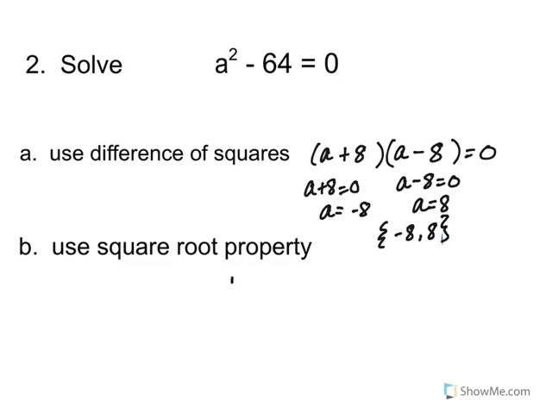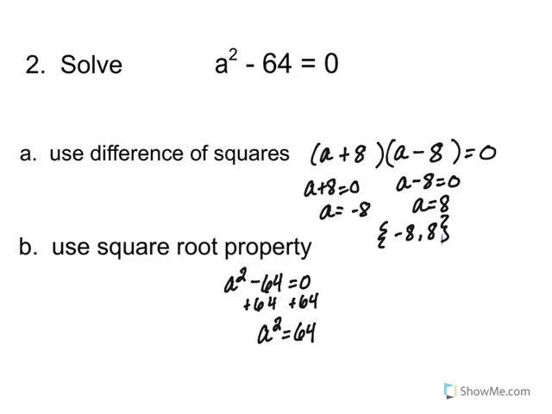Now, we could also solve this using the square root property. So if I'm using the square root property, my steps would be to get 64 to the other side. So instead of getting everything on one side, we would get variables on one side and everything else to the other side. So I'm taking a squared minus 64, and I'm going to add 64 on both sides. So that 64 moves over to the other side. That's going to give me a squared is equal to 64.